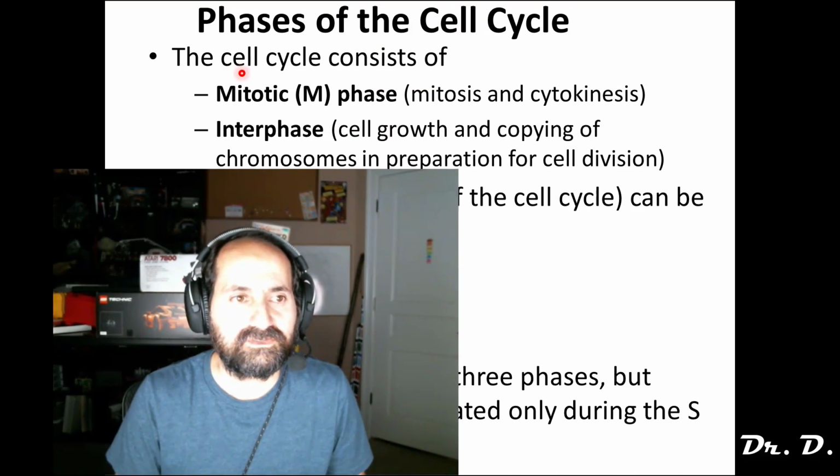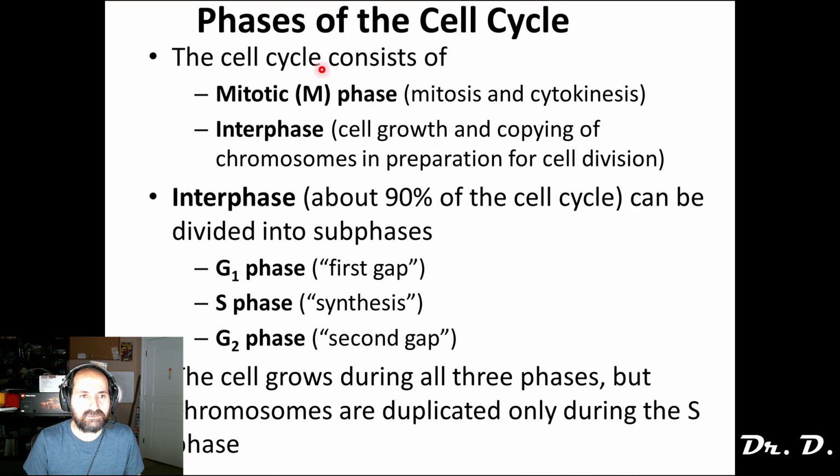Hey everyone, Dr. D here, back from break. I was about to tell you about the cell cycle in more detail. So let's go ahead and get started. The cell cycle consists of two major phases. These are called the mitotic or M phase and interphase. All right, mitotic phase and interphase.